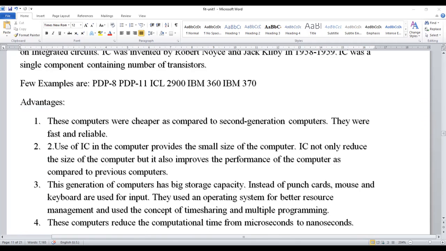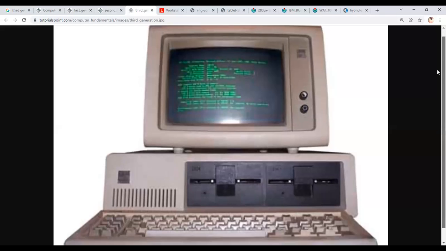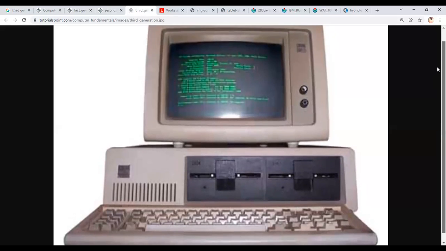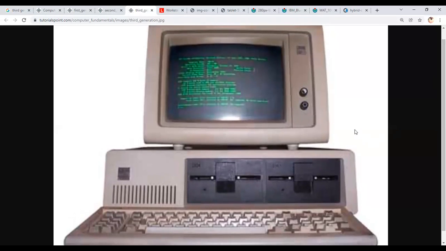Can you see this image? I hope you all can see this image. Now these are the third generation computers. How would it look? It would look like a television itself. Two buttons, and the screen is a black and white screen. Green are the instructions. This is the third generation computer. So beautiful.